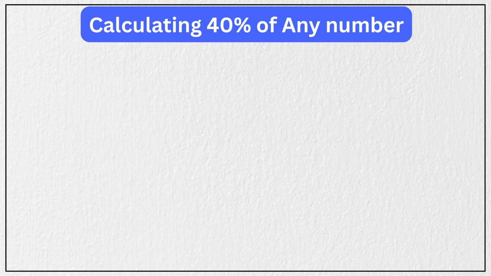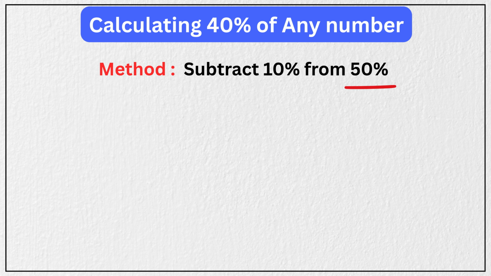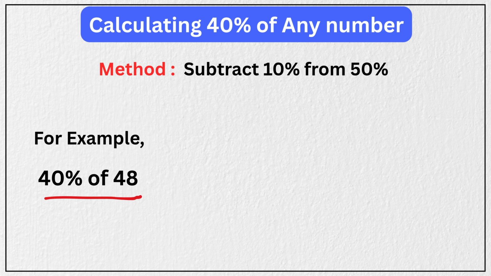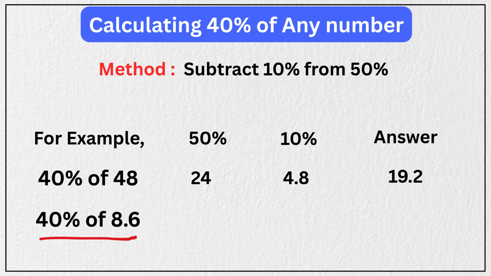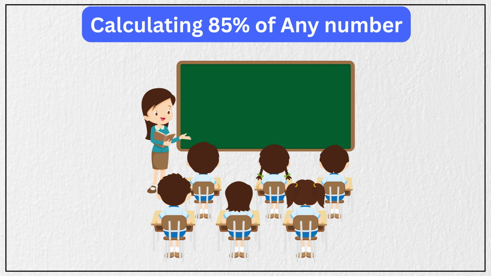For 40%, we calculate 50% and then subtract 10%. Examples: 40% of 48. 50% is 24, and 10% is 4.8. Subtracting, we get 19.2. 40% of 8.6. 50% is 4.3 and 10% is 0.86. Subtracting, we get 3.44. Now let's try 85%, which is the most complex example in this video.